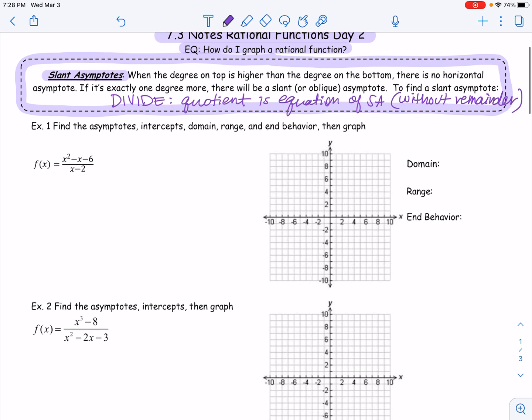And here's why. When I do this division problem, if I include the remainder, how is that different than the graph that I'm graphing? I don't know if that makes sense to you or not, but when we don't include the remainder, we are getting a linear equation. We are getting a line because remember, it's going to be exactly 1 degree higher. So we will always, always, always be left with a linear quotient. Maybe x plus a number or minus a number. It might be 2x or 5x or 1/2 x or whatever, but it will always be a linear equation. So let's go ahead and practice that.